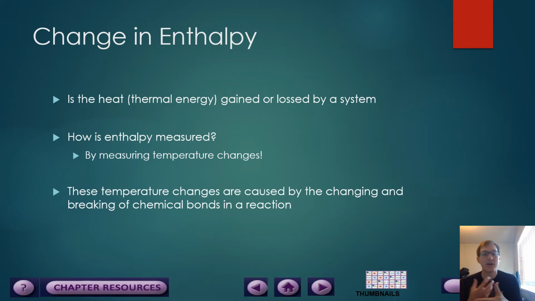If you think about a chemical reaction like burning something, the chemicals are changing because of the reaction, and the temperature obviously changes as well. So we can measure that temperature and we can decide what the change in enthalpy would be based on that temperature change.